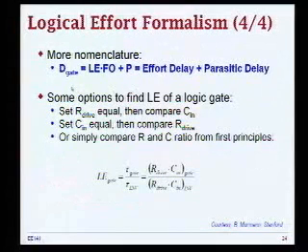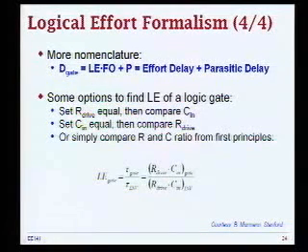And this way, basically, delay of each gate has two components: effort delay and parasitic delay. And as I mentioned, there are a couple of options to find the logical effort of a gate. One is to set equal pull-up and pull-down resistance, R drive is equal, and then compare the input capacitances. And then set C in equal compared to the R drive.